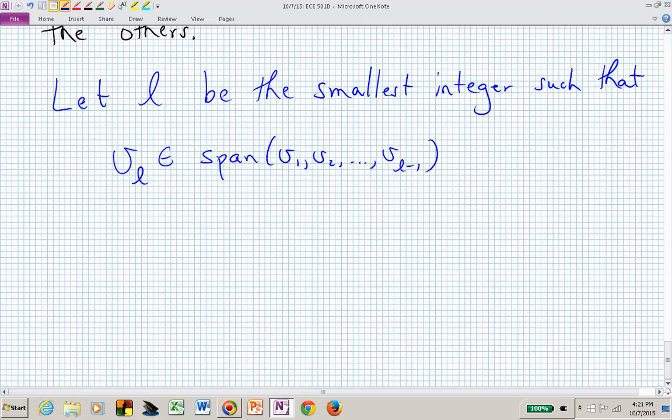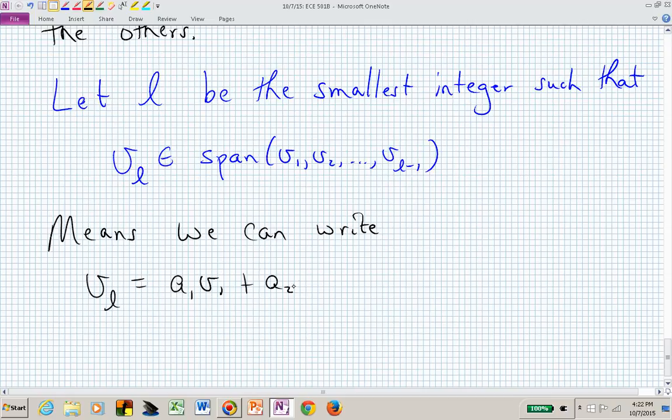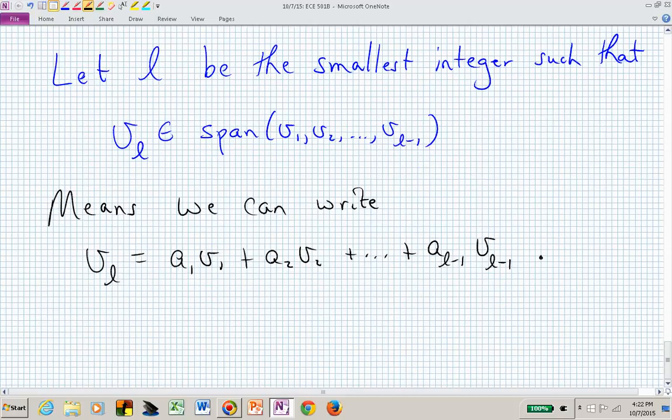All right. So now this is getting back to the comment from before, but now we have some indices to play with. This means we can write the vector v sub L as a1 v1 plus a sub 2 v2 plus a sub L minus 1 v sub L minus 1. That's what we mean by v sub L being in the span of those earlier v1 through v sub L minus 1s. And that's what the comment was before, or the statement.